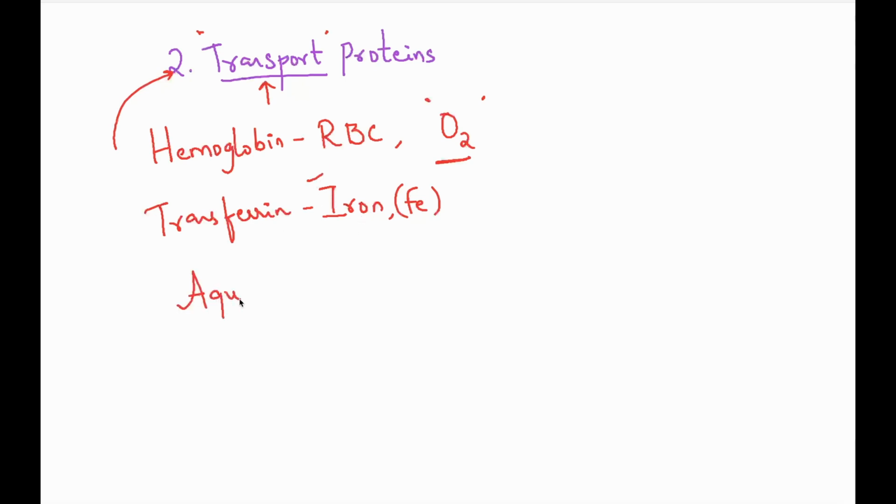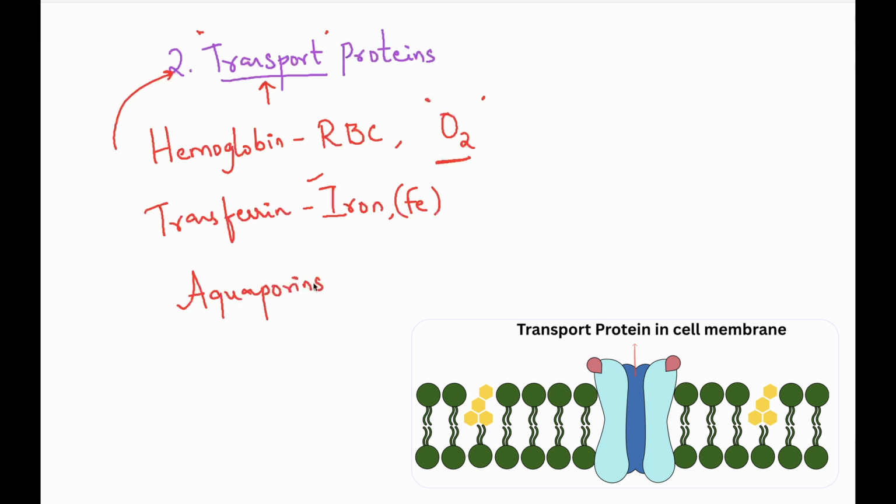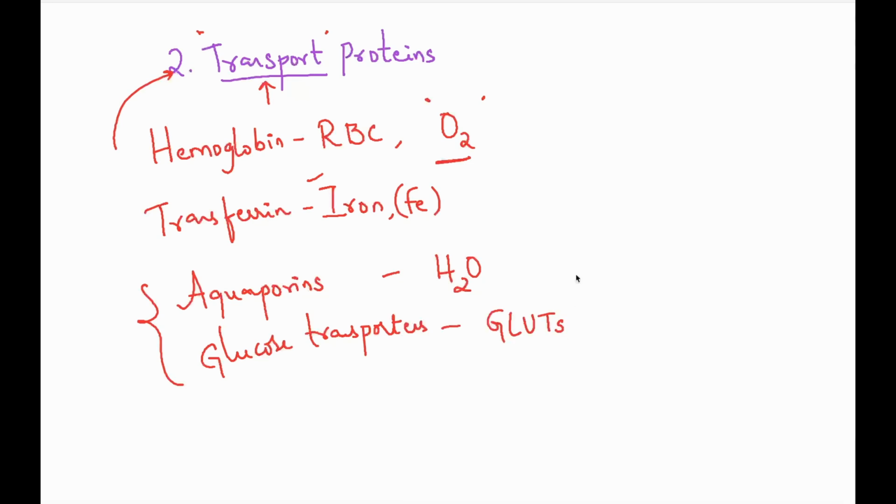Similarly, we have aquaporins and glucose transporters in the cell membrane. Aquaporins are proteins in the cell membrane that help in the movement of water across the cell membrane. So movement of water also requires some specific transport proteins. Similarly, glucose transporters, which are commonly known as GLUTs, are also present in the cell membrane and help in the movement of glucose into the cells of the body. These are important transport proteins present in the cell membrane.